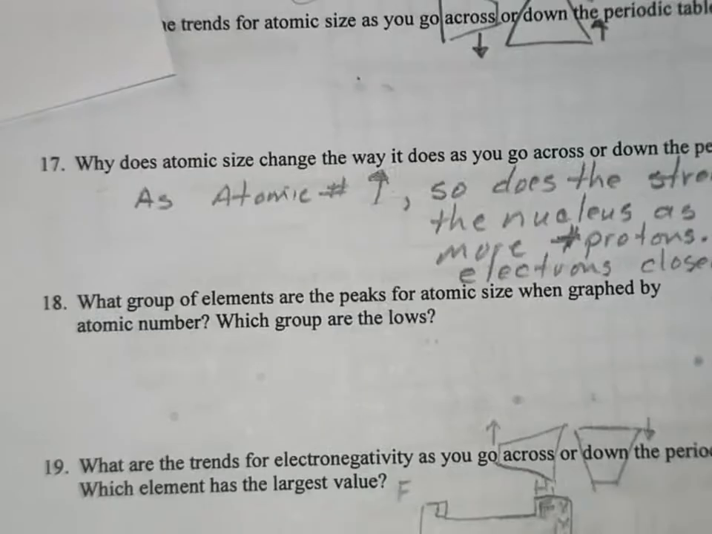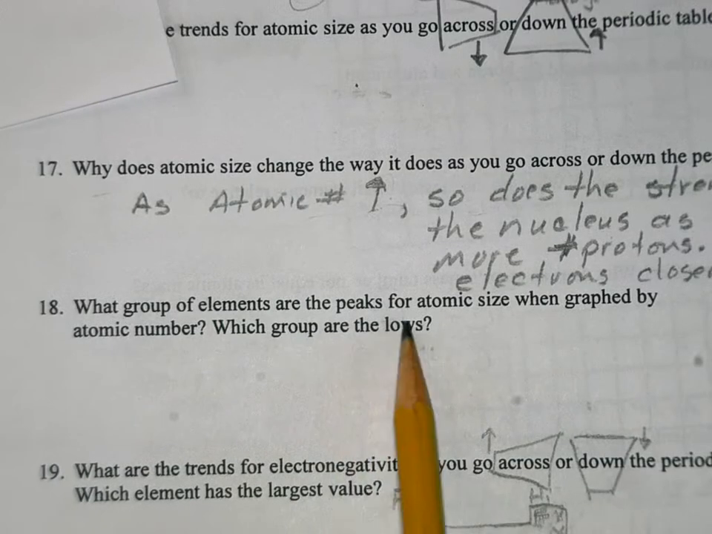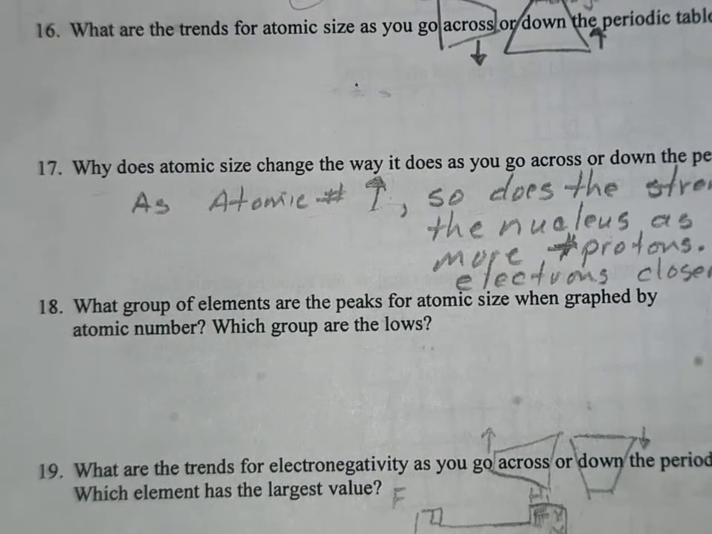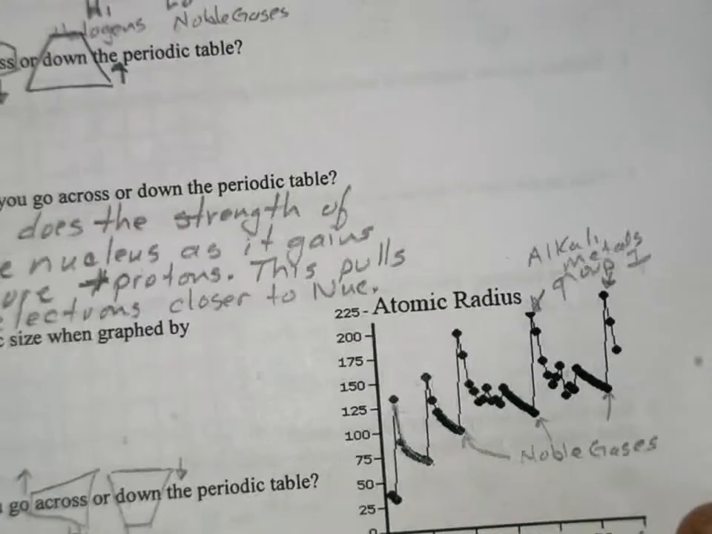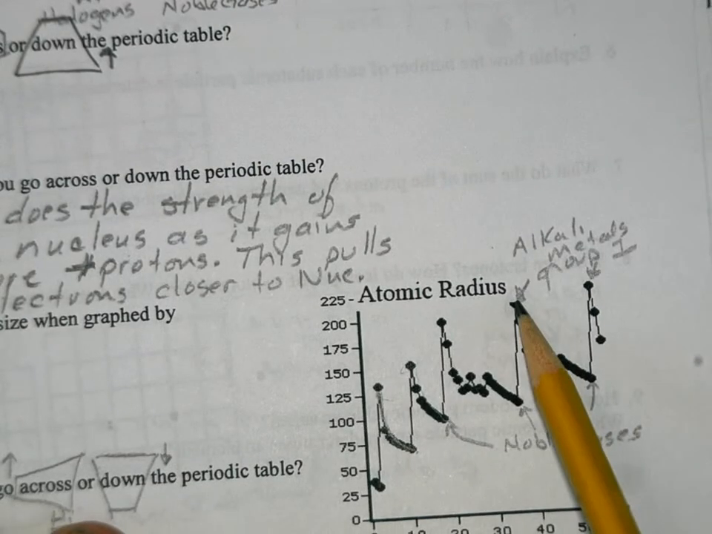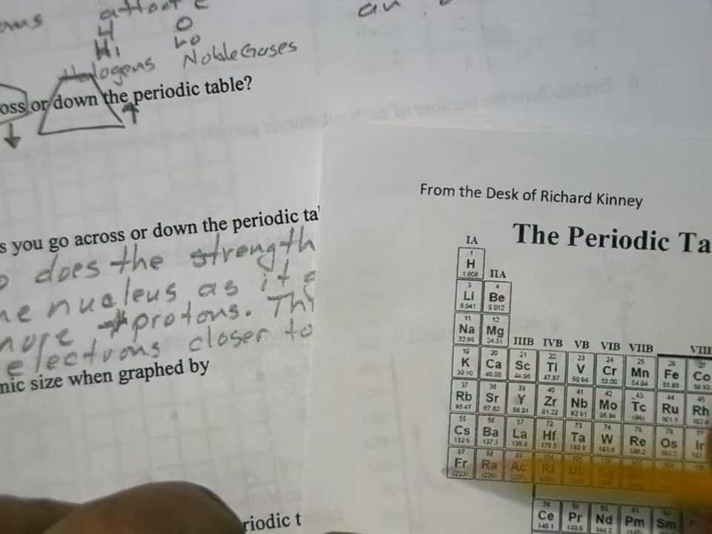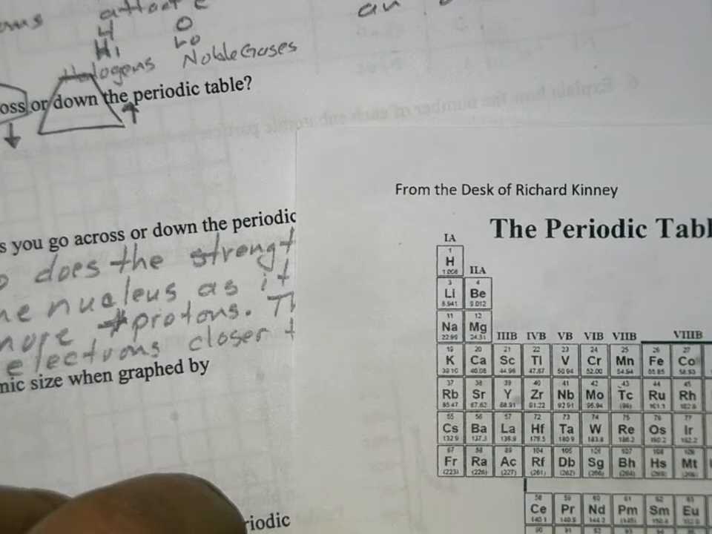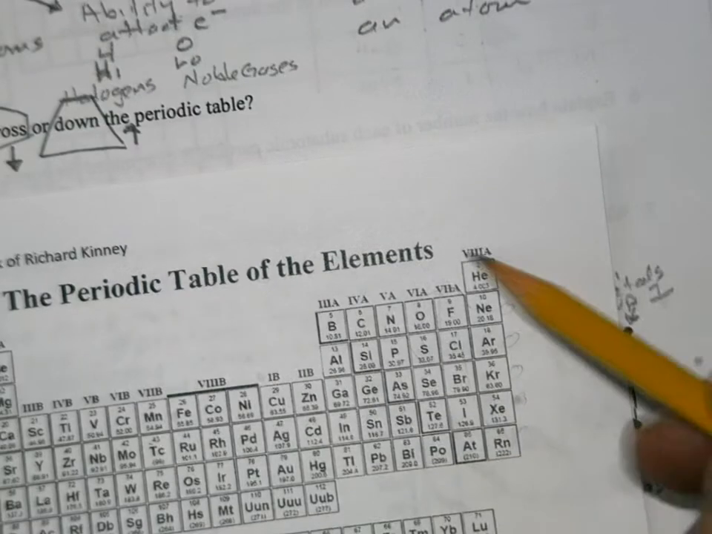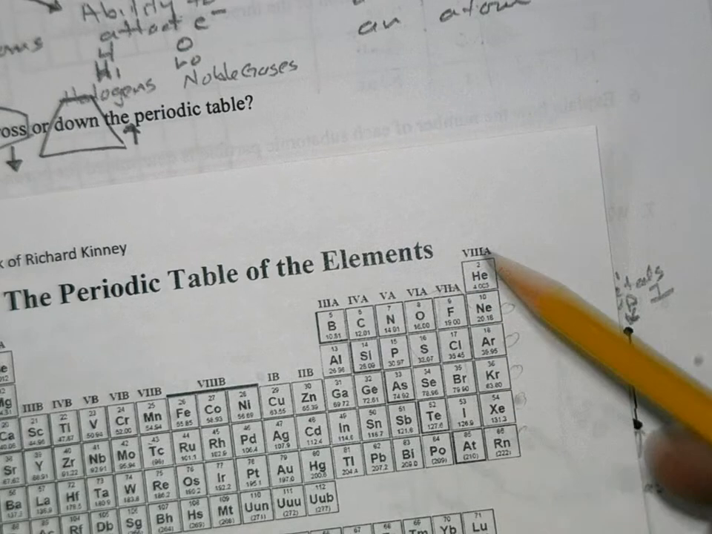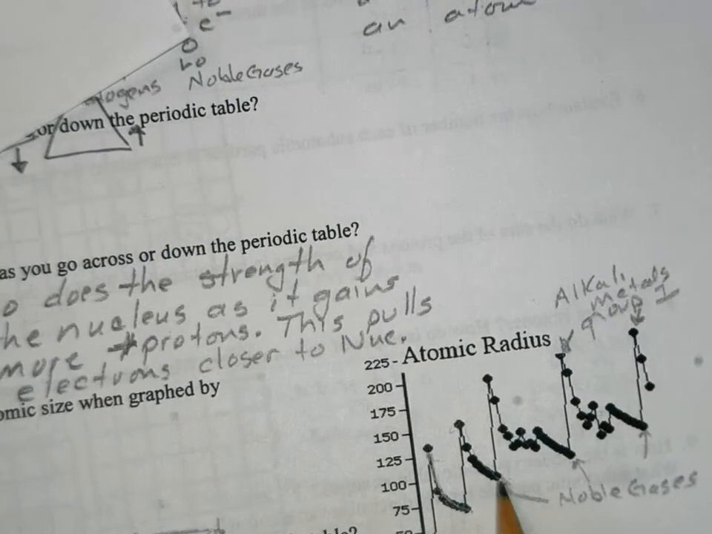closer and closer. Number 18, which group of elements are the peaks for atomic size when graphed, and which are the lows? Well, when we're graphing this, it turns out the very biggest elements are going to be the alkali metals, the elements in group 1. So these atoms over here are the biggest in their period. And then the smallest atoms, because the trend gets smaller, are going to work out to be the noble gases, the smallest elements in their period.